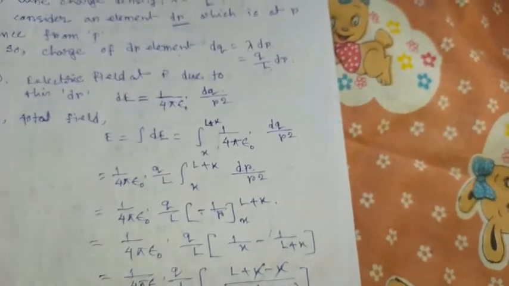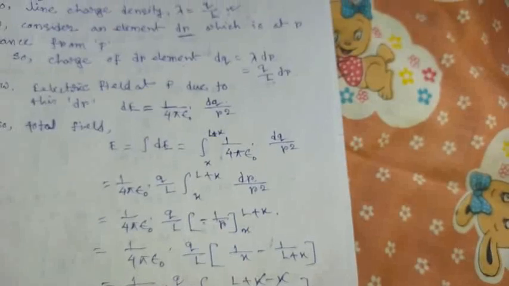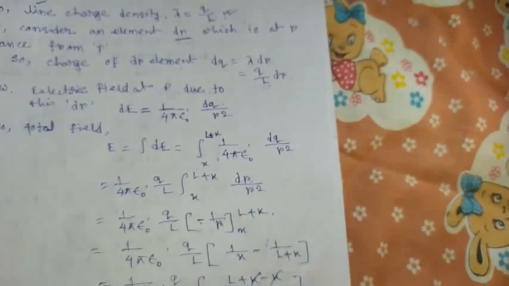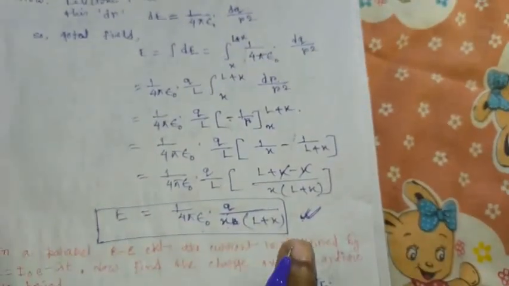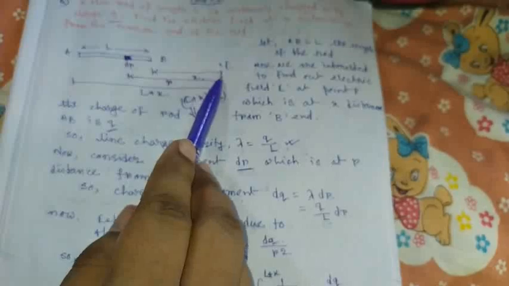Then taking the LCM, we have the ultimate result, that is 1 by 4 pi epsilon naught q by x into L plus x. This is the ultimate answer for the electric field due to this rod at point P.